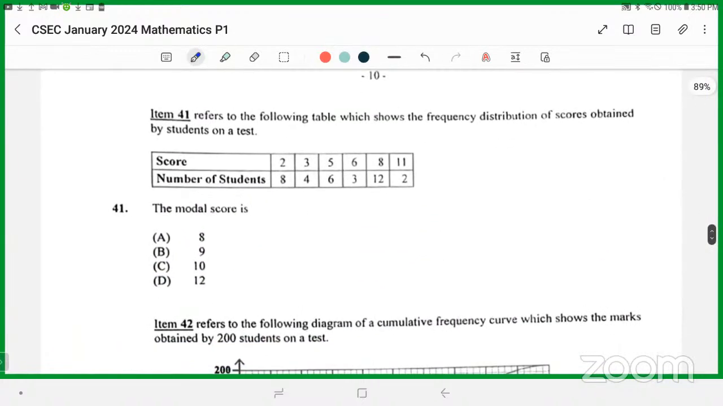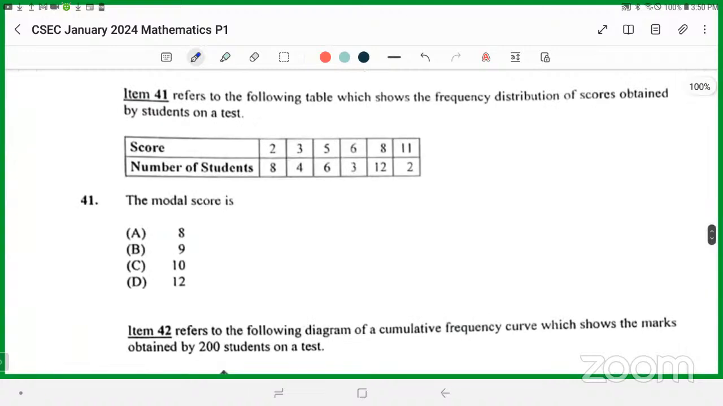So this question now: a frequency distribution of scores obtained by students in a test. The modal score is the one that matches the highest frequency. Remember, these are the scores up here, X. These are your scores.